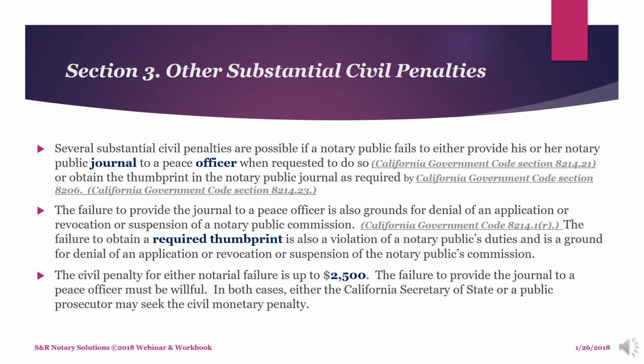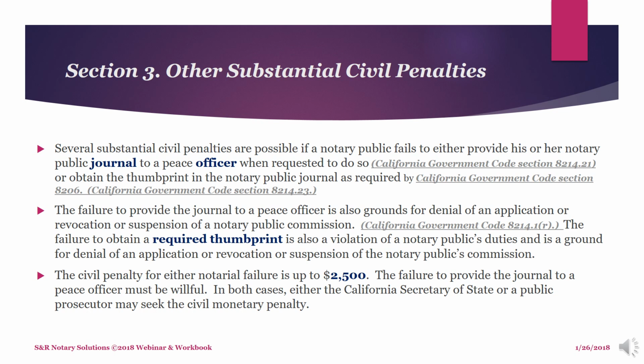The failure to obtain a required thumbprint is also a violation of a notary public's duties and is a ground for denial of an application or revocation or suspension of the notary public's commission. The civil penalty for either notarial failure is up to $2,500. The failure to provide the journal to a peace officer must be willful. In both cases, either the California Secretary of State or a public prosecutor may seek the civil monetary penalty.